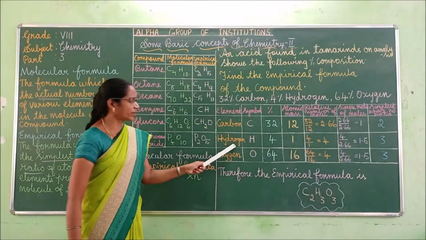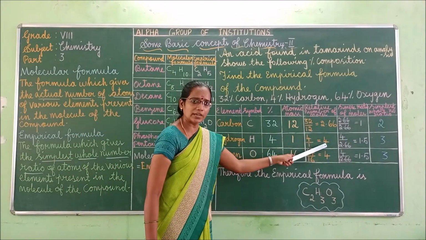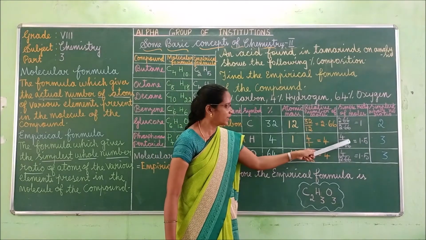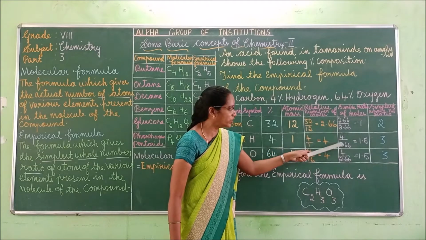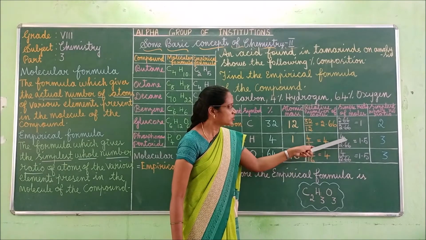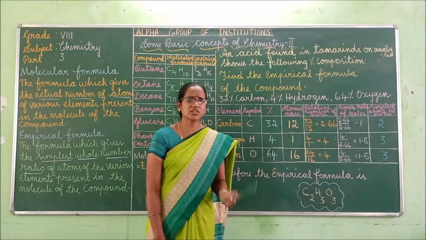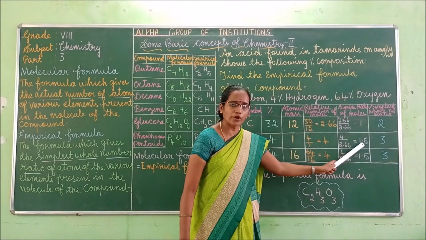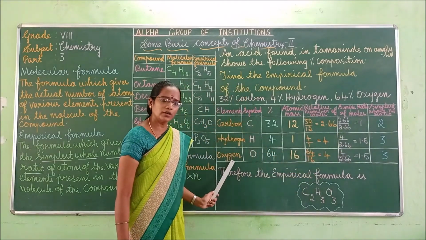Next one we can calculate for hydrogen. For hydrogen, what is the relative number of moles? It is 4, isn't it? Divided by the lowest value. What is the lowest value? It is 2.66. So 4 divided by 2.66, ordinary division, just put the decimal point, right? So you will be getting 1.5. The value is 1.5.